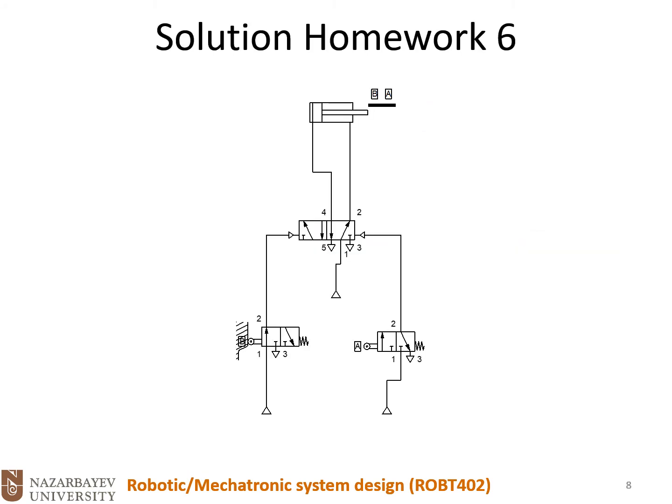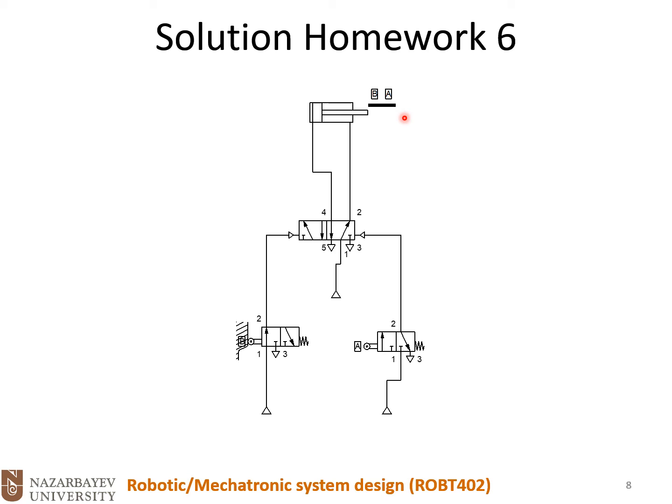Okay, so here we have one feasible solution. Since we want to have both forward and backward to be automatic, we need two sensors, one at the beginning and the other one at the end of the stroke of the cylinder. So I'll just remind you of the previous lectures and videos that we had.